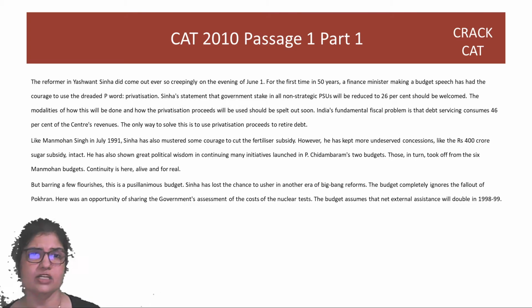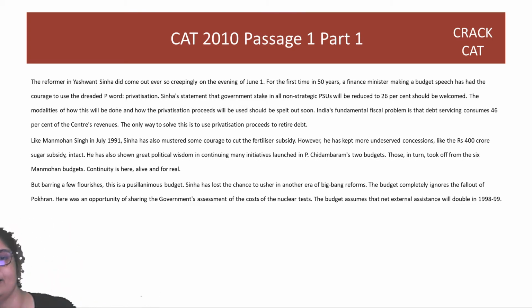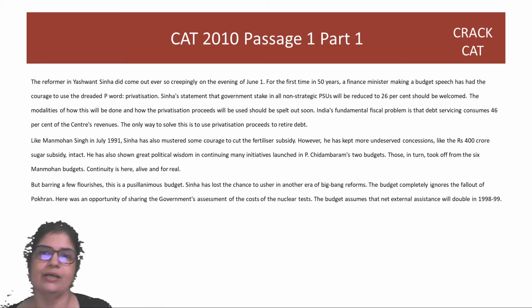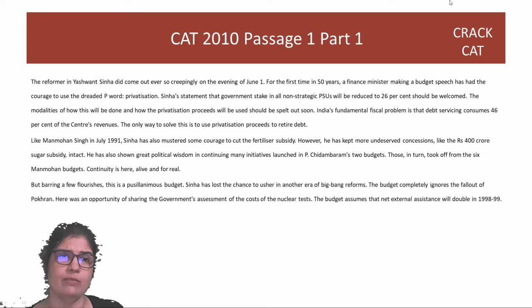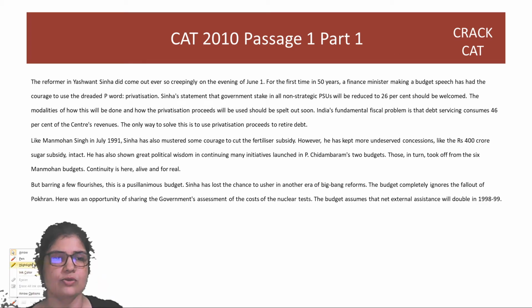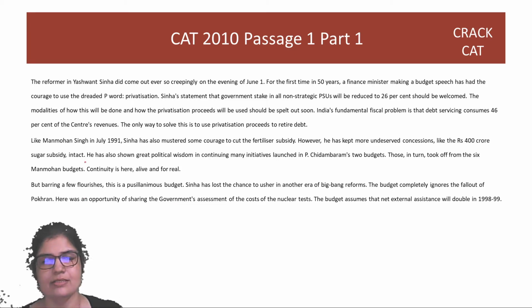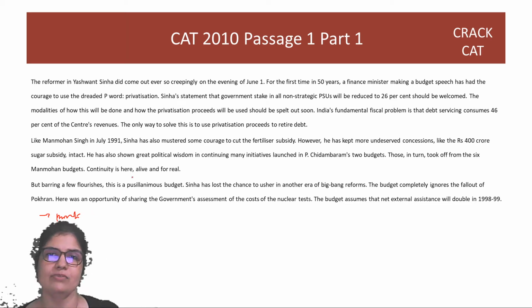So the reformer Yashwant Sinha did come out ever so creepingly on the evening of June 1. For the first time in 50 years, a finance minister making a budget speech has the courage to use the word privatization. So all this is flowery language. Basically, the point of these two sentences is that for the first time in 50 years somebody has spoken about privatization. Okay. Sinha's statement that government stake will be reduced is good. The modalities and how the proceeds will be used should be spelled out. Okay, this is a bekar statement.